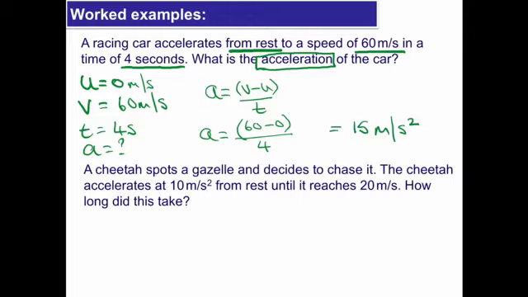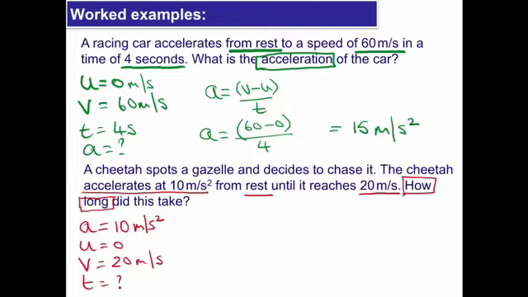Next one, a cheetah spots a gazelle. You find lots of context around these questions, but honestly, when I'm scanning this, I'm just looking for the data, which is why we underline and box what we want to find out, because the context is not important. So here we go, we've got the acceleration from rest, so we've got the initial speed is 0. We've got the final speed, and we're asked how long did this take? Well, that's the time. So there's my list of data. There's my equation and my substitution.